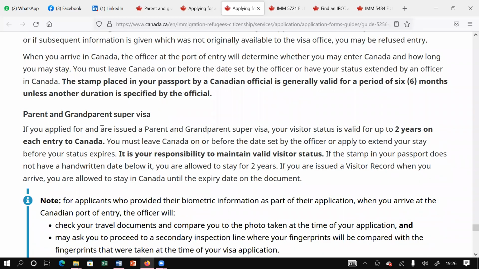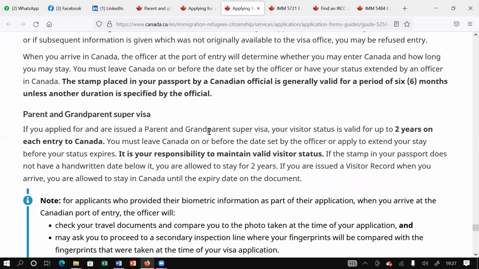Parent and grandparent super visa. If you applied for and are issued a parent or grandparent visa, your visitor status is valid for up to 2 years on each entry. So per entry, you can stay 2 years. You must leave Canada on or before the date set by the officer or apply to extend your stay before your status expires. It is your responsibility to maintain valid visitor status.